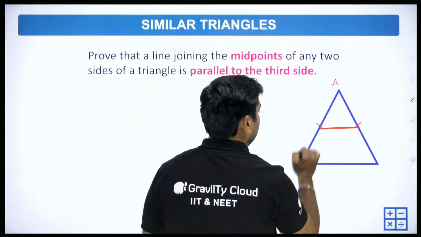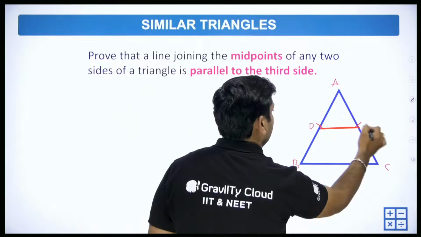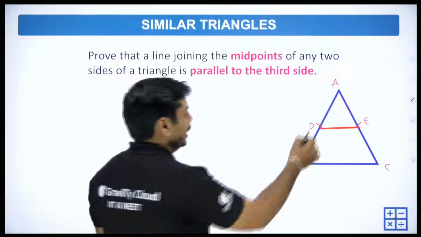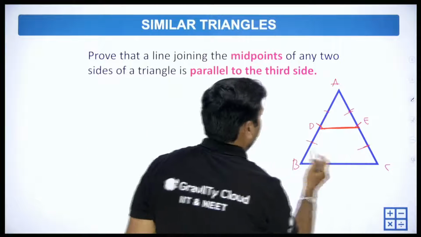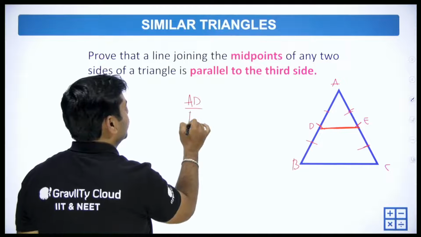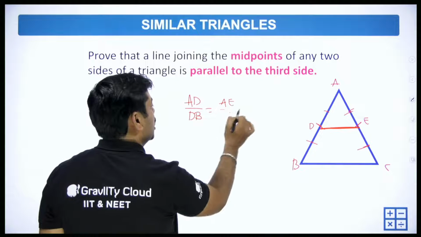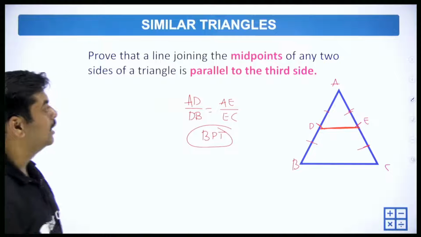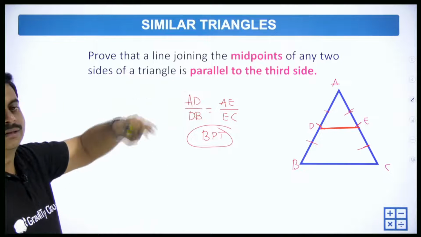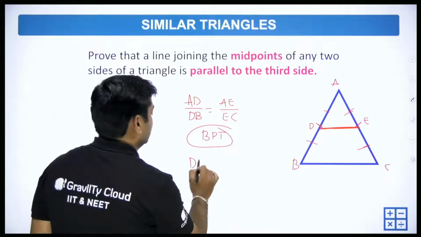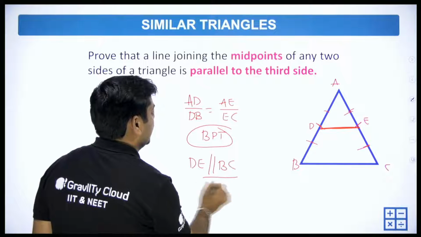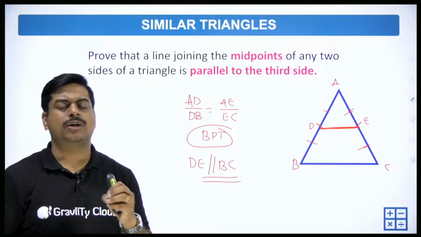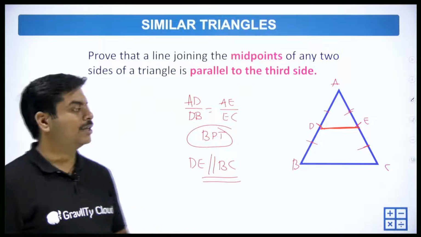This is A, this is B, this is C, and this is DE. It was given that it is moving through midpoints, right? So if it is a midpoint, AD and DB will be equal and AE and EC will be equal. AD by DB is equal to AE by EC. So using the basic proportionality theorem, we can say that the line is parallel to the third side. Okay, so DE is parallel to BC. It's enough. Basic proportional theorem has a lot of applications, not just one or two. We have a lot of applications based on this.